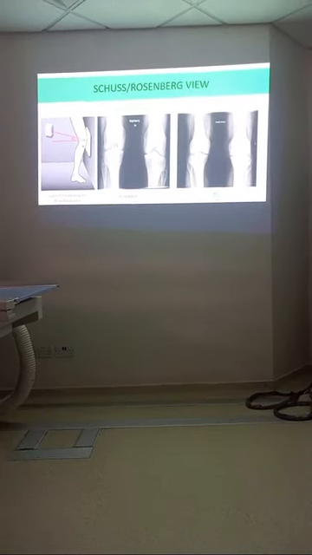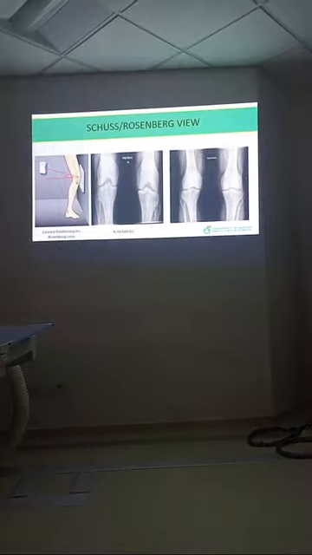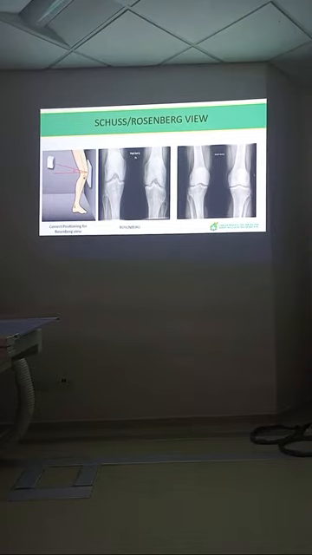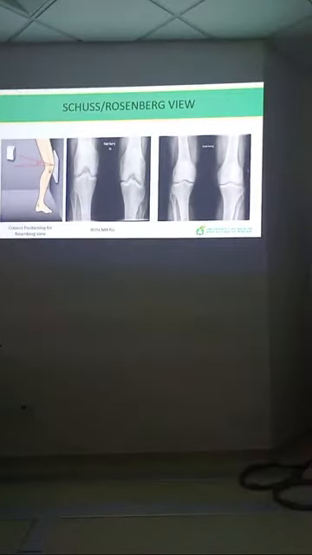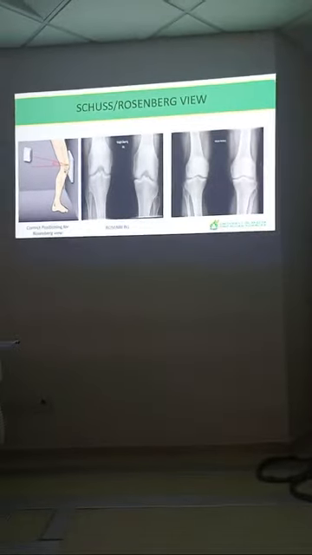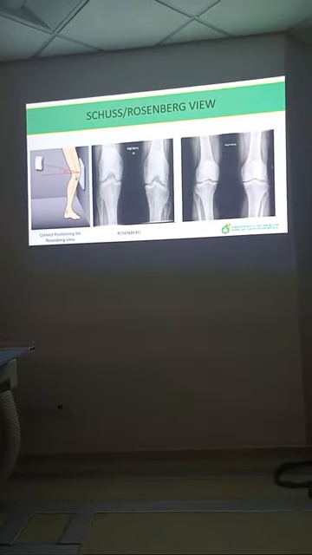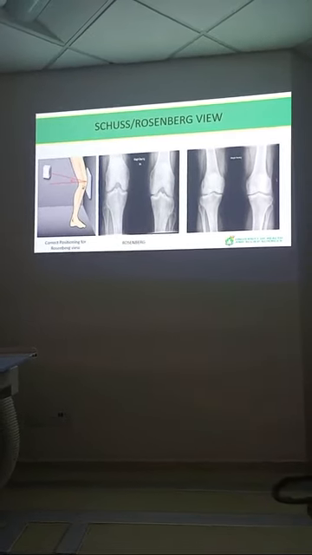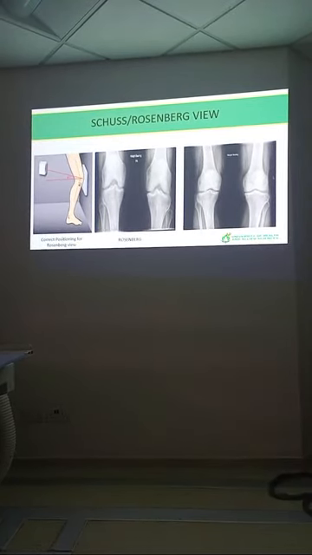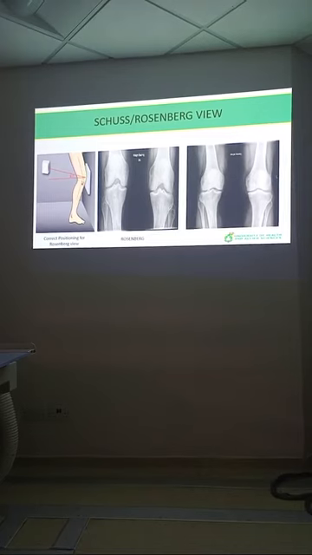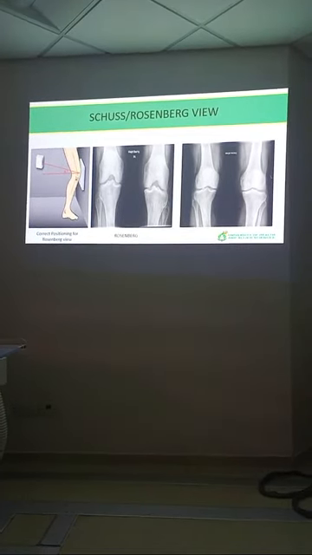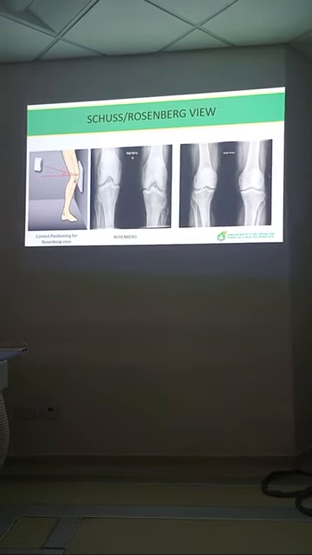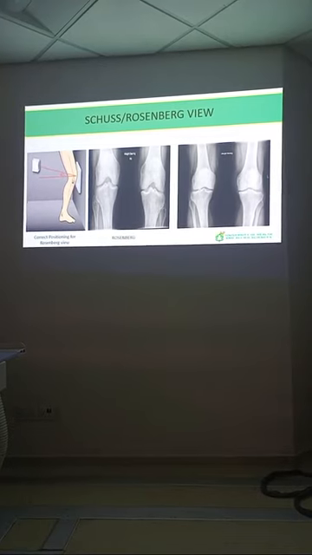So here we can clearly see the difference between the Rosenberg and the standing AP. For the Rosenberg, you want to see that the tibial spines or the intercondylar eminences are clearly visualized. For the AP, you can see that some part of it is obscured or there is some superimposition of the tibial spines. But for the Rosenberg, you can see that it's clearly demonstrated. You want to see that the tibial plateau is free from superimposition. So this is what we use in the demonstration of osteoarthritis.